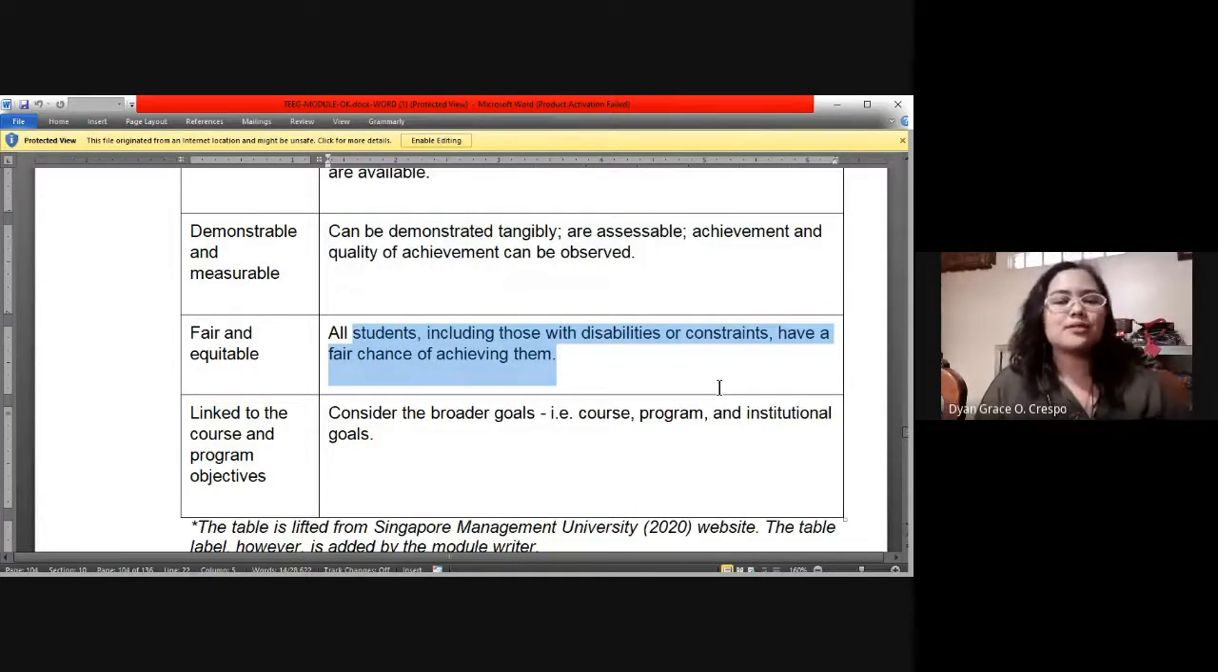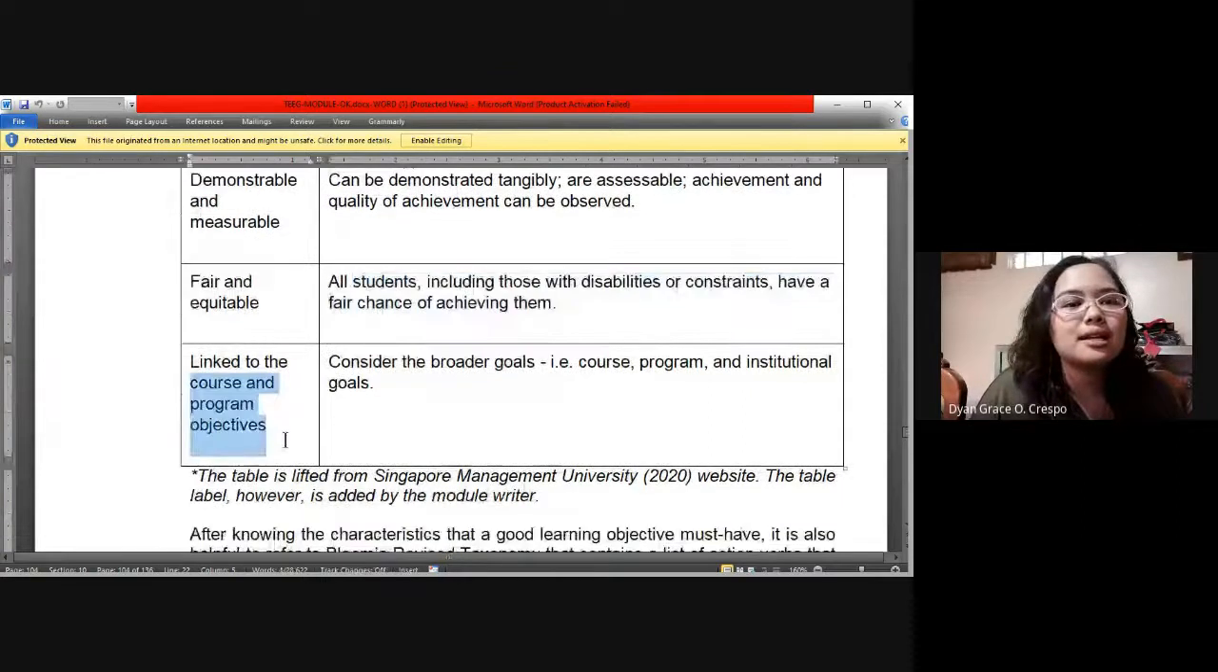Fair and equitable, all students, including those with disabilities or constraints, have a fair chance of achieving them. Ayan, for example, meron kang estudyante na may wheelchair, tapos ang sinabi mo ay ganito, ganyan dapat. So, kailangan para sa lahat. Okay? So, you will give them the chance na there are activities that you could do with your classmates as well. And, of course, you should link it to other courses, to other programs.